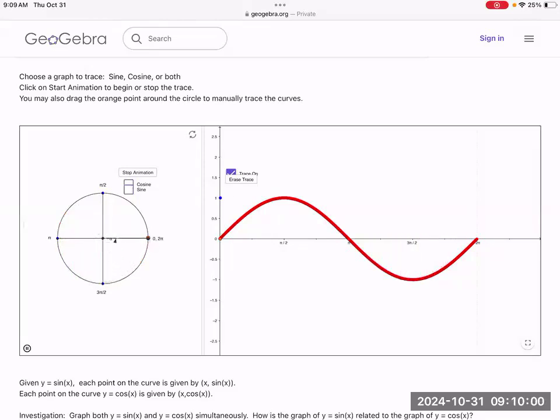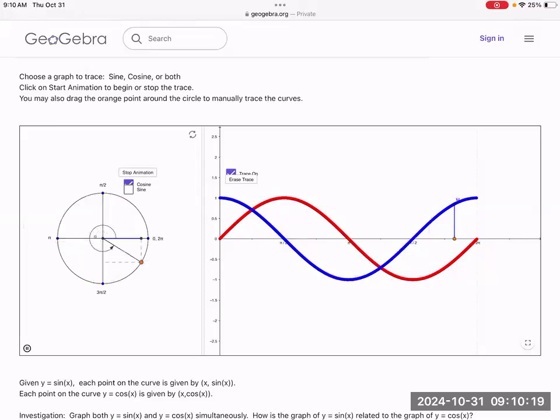Now, if we were to do the same with your cosine graph, notice that cosine now starts up high and makes that same wave-like motion. So cosine being your x values, we're going to be looking at each x value individually, and we'll just rotate around that unit circle one more time.